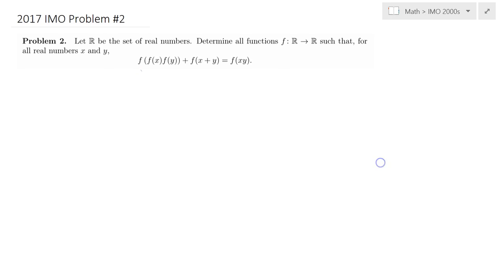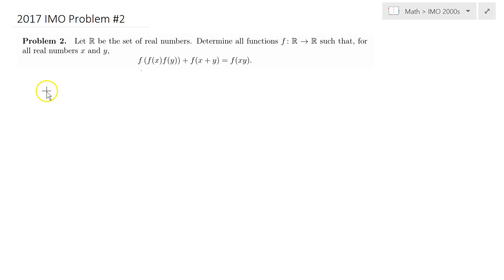Hello everybody, in this lecture we will be solving 2017 IMO problem number 2. Here is a view of this problem. We are given the following functional equation and we would like to find all functions that satisfy this functional equation.